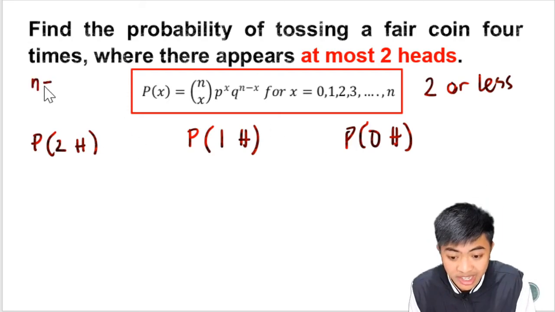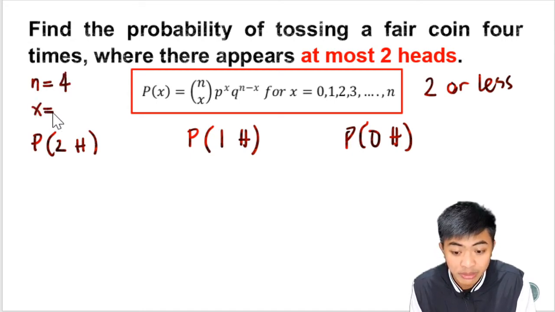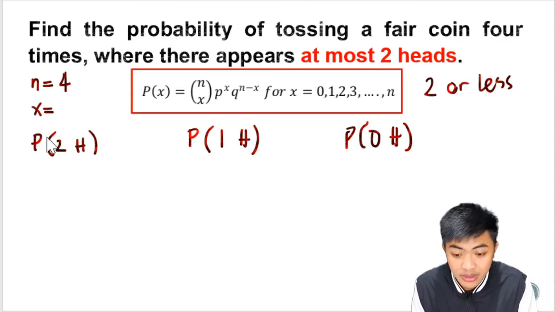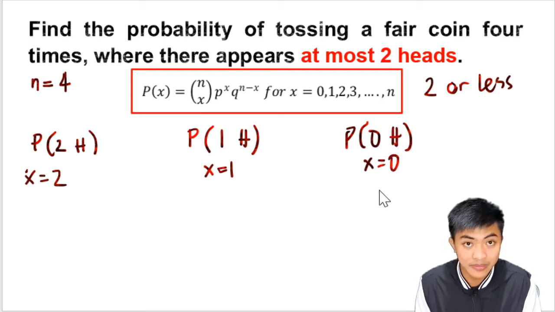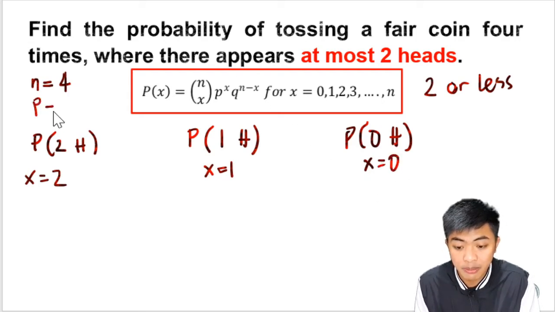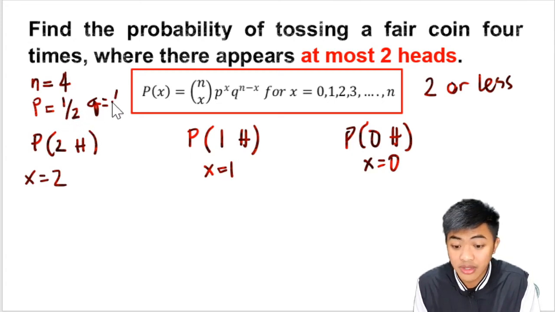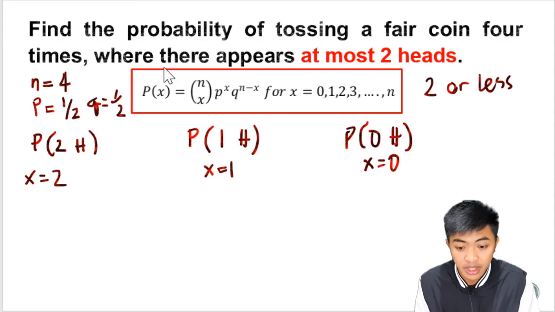So if we're going to identify the given, ganito po yan. Ito yung general na given nila. There are 4 trials. Yung x is yung number of success. So yun yung magkakaiba sa kanilang tatlo. Kasi yung x dito is 2, yung x dito is 1, and then yung x dito is 0. And we have here p, which is the probability of success in each trial, so 1/2. And q, which is the probability of failure in each trial, and that is also 1/2, since that is a toss coin. So now we are ready to substitute it in the formula.